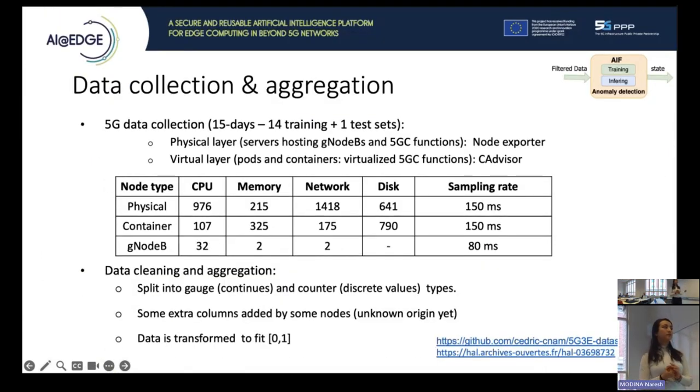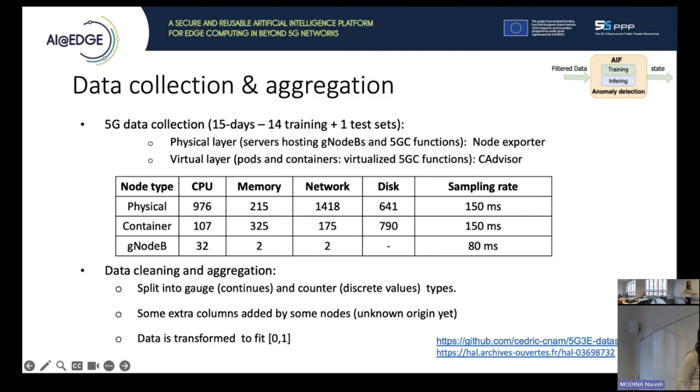From that platform, we could collect 16 days of data: 14 days for training and 1 day for the test set. For the physical layer, data was collected using Node Exporter with Prometheus. For the virtual layer, it was with cAdvisor from Kubernetes.